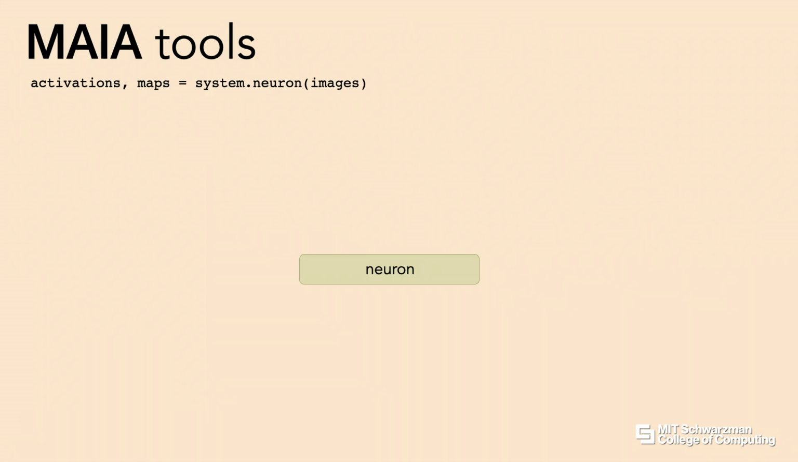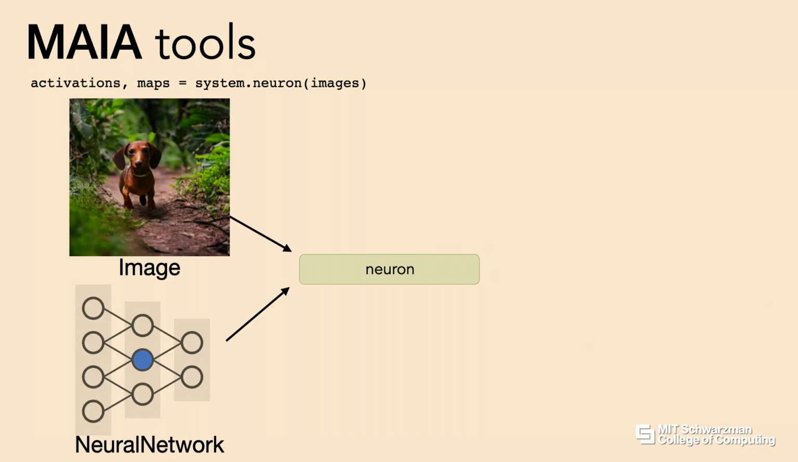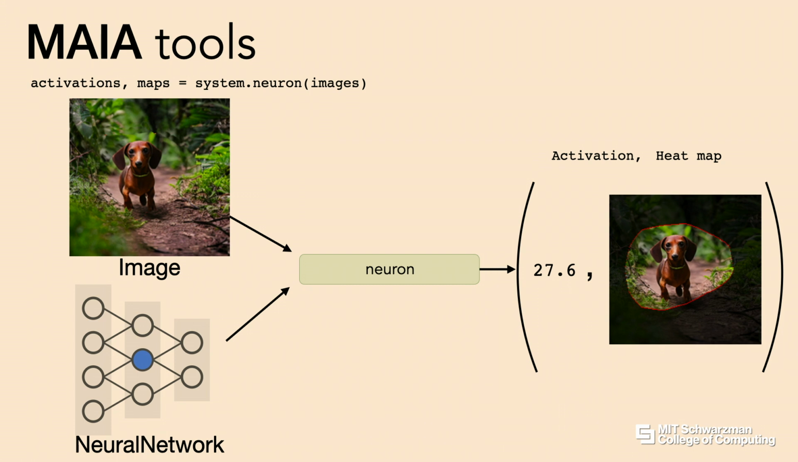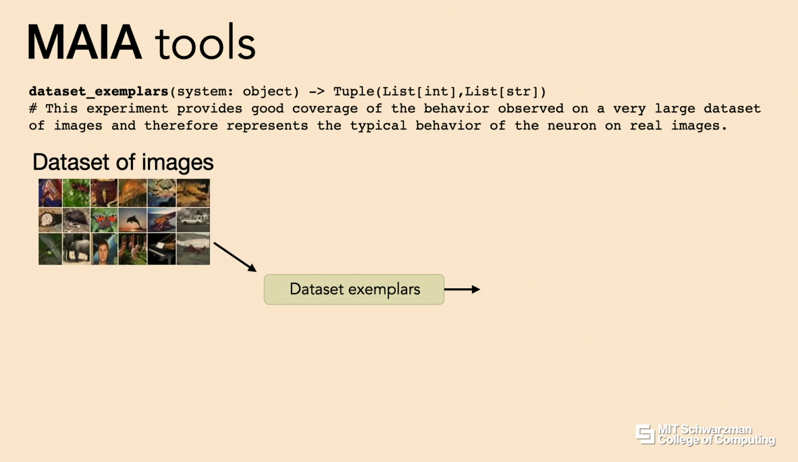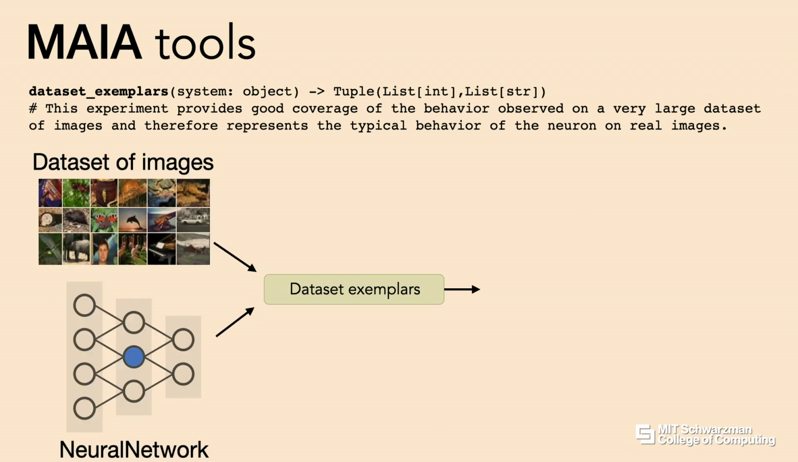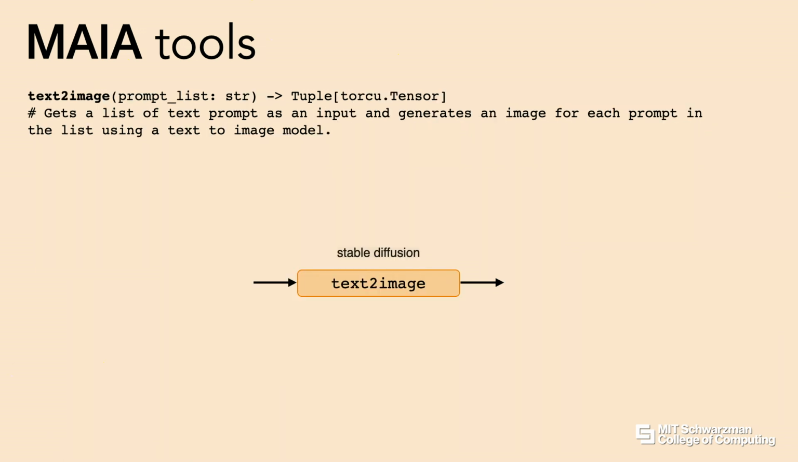So for instance, one of the tools that it has is the capability of sending an image through the neural network and recording the activations and activity maps of a particular unit. So you take a picture, you indicate a unit inside the neural network, and it outputs a number and a selected area. This is one tool. Another tool is going to be this dataset exemplars, which takes a dataset of images, in this case, let's say ImageNet, and a unit that you care about, and it outputs the top n images that most strongly activate that particular unit with their scores. So it's an array of tuples.